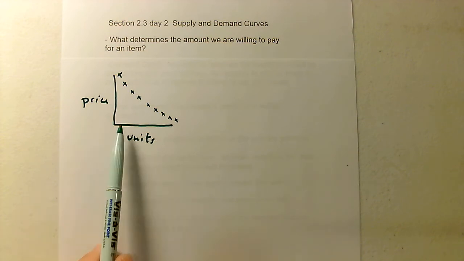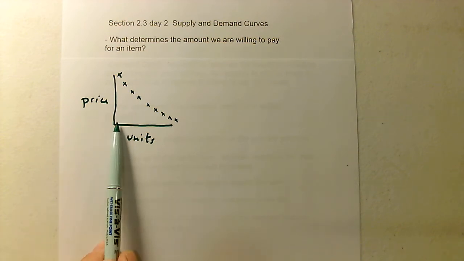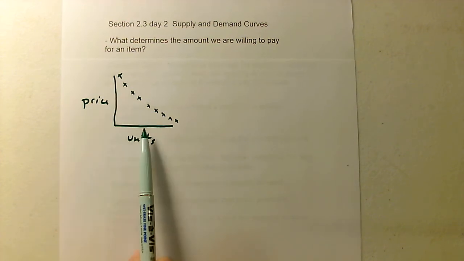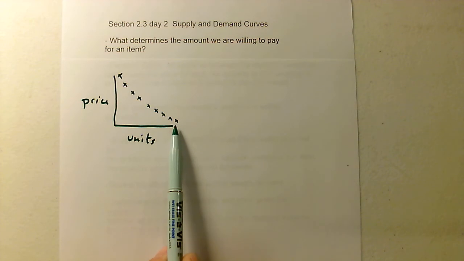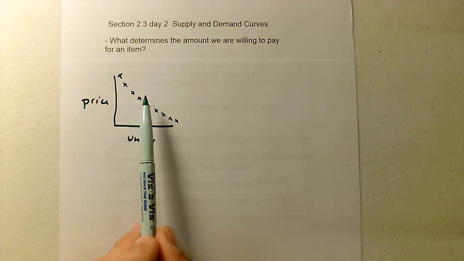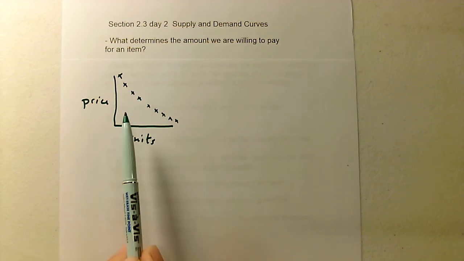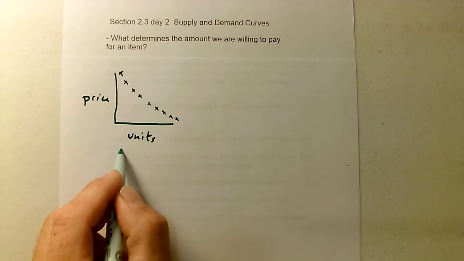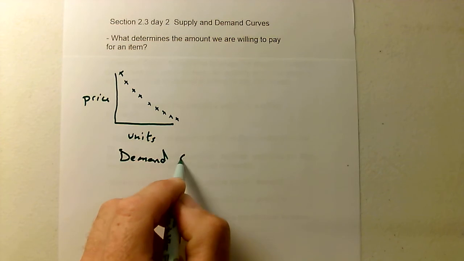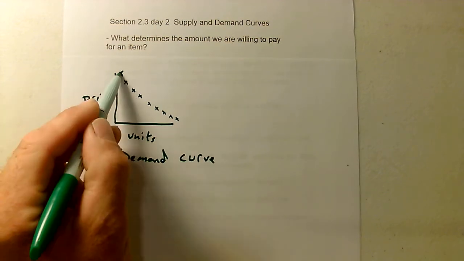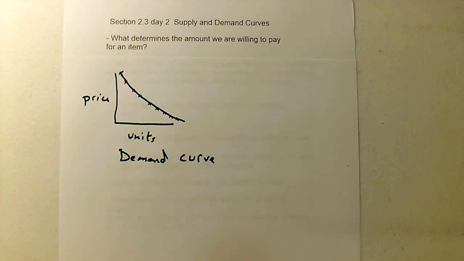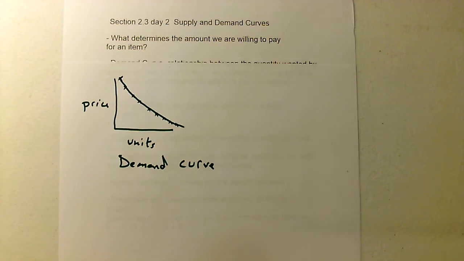So if there's a small number of units out in the marketplace, we are willing to pay a pretty high price. But as the number of units in the marketplace increases, we're willing to wait until the price comes down a little more, and we're willing to pay less as the number of units increases. We call this the demand curve. So we could connect these points, and it kind of goes in that fashion. Again, it could be linear, it could be exponential, it just depends on the product.